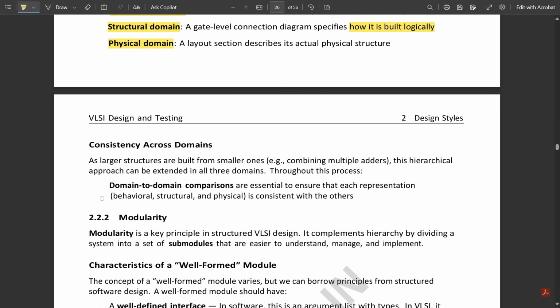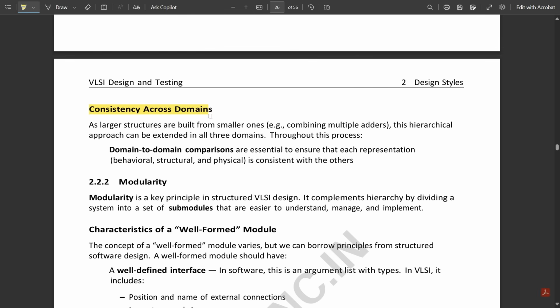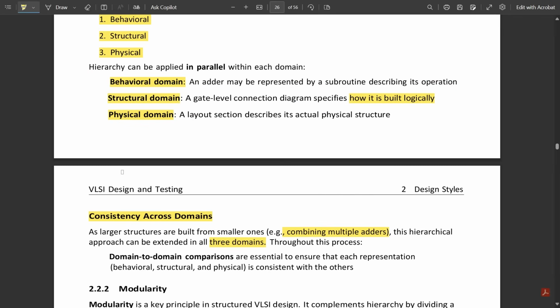Consistency across all these domains is maintained as larger structures are built from smaller ones, for example, combining multiple adders to build one circuit. For example, in our earlier videos for the SR latch flip flops, we took small two input NAND gates or NOR gates and used them to build the complete circuit of the SR flip flop. That is the meaning of this sentence. This hierarchical approach can be extended in all these three domains throughout this process. So this was all about the hierarchy.